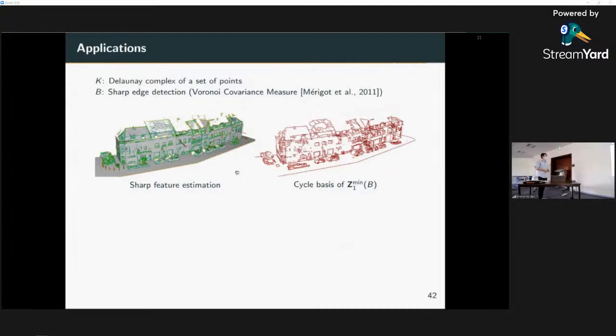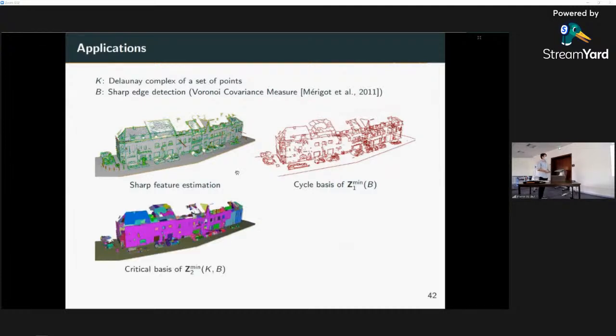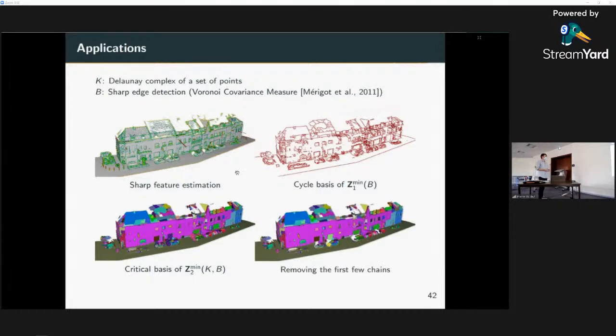From those one-cycles, we can then compute a critical basis, which gives a sort of patchwork of two-chains which reconstruct the scene. And one interesting property of this is that if we remove the first few chains of this critical basis, which correspond to the largest two chains in the lexicographic sense, we get the natural holes that we see here behind the cars. We have a few holes in the set of points, and those correspond to the largest elements of the critical basis.